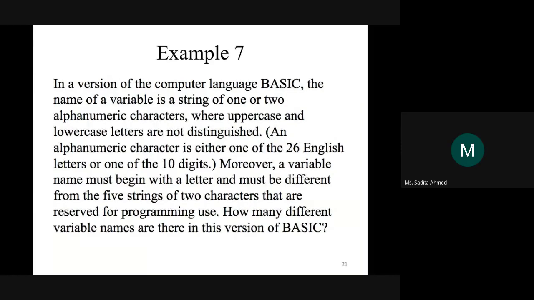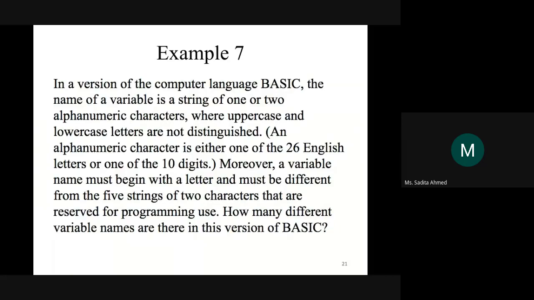And for each of these options, how many options do we have for the second task, choosing the second character? For the second character, there are no restrictions. It can be any one of the 36 alphanumeric characters. So 36 options, exactly. For the first task, we have 26 options, and for the second task, we have 36 options.